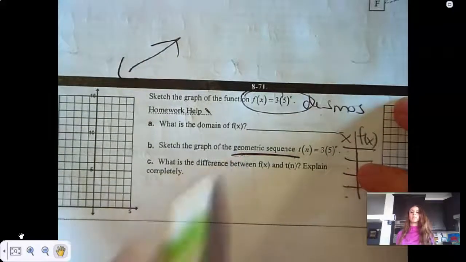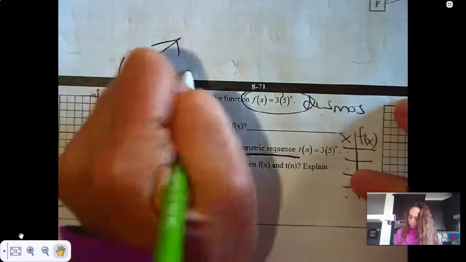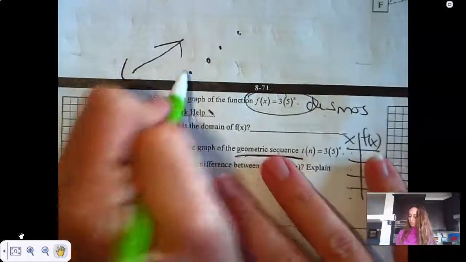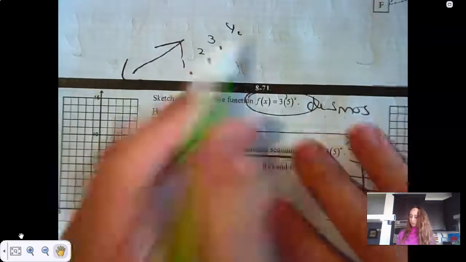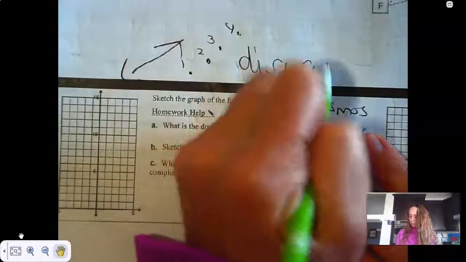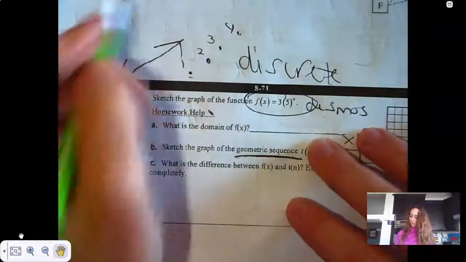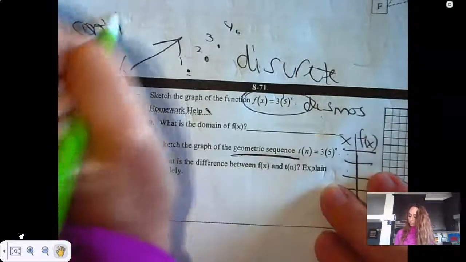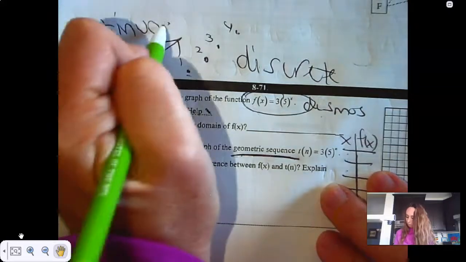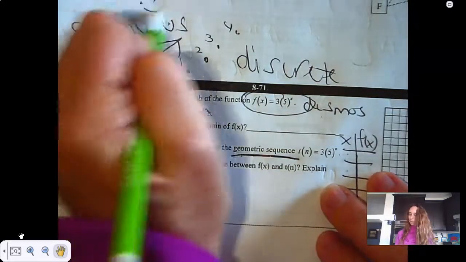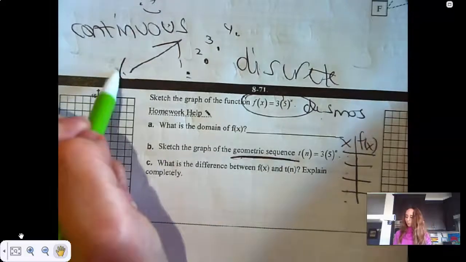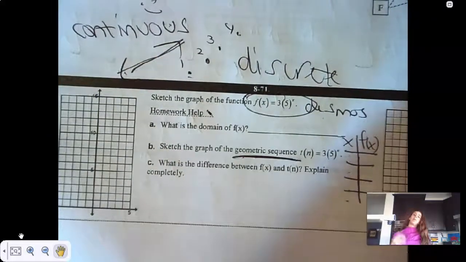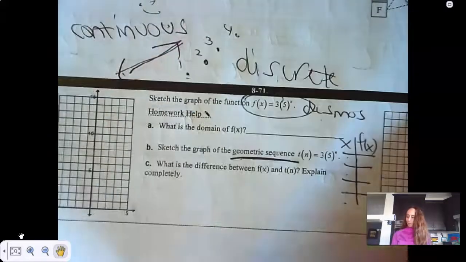A sequence is a list of numbers. So it's this number, then this number, then this number, then this number. There is no in-between number. This is the first number, the second number, the third number, the fourth number. So this is called discrete because they're separate, and this is called continuous. Continuous. I think I spelled that wrong, so I'll put a smiley face there to make it better. Continuous just means it goes on forever, and discrete means that it's separate.